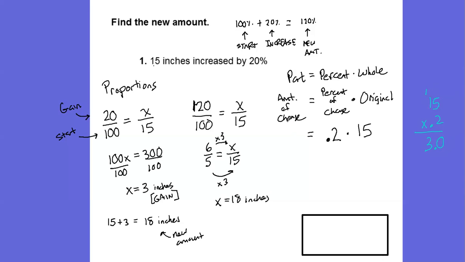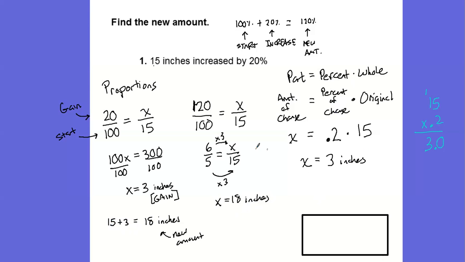So my amount of change, well, I started off not knowing it, so we'll call that x. And after multiplying 0.2 times 15 together, I know that my amount of change is 3 inches. But that is not my final answer. Once again, I would have to add 15 plus 3 to get to 18.